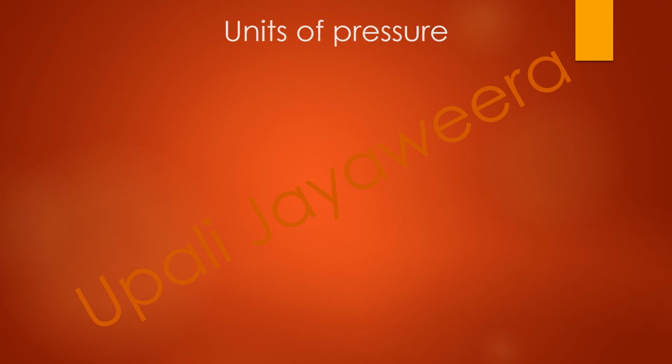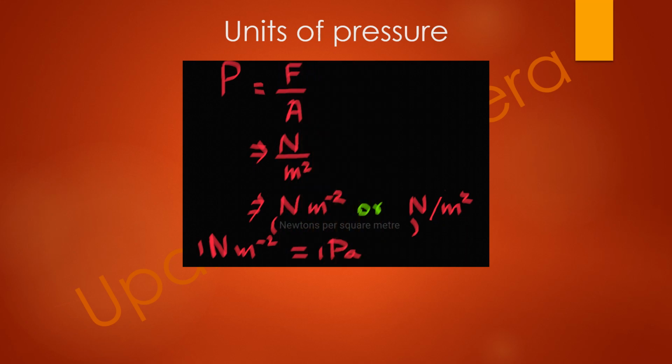Now we'll find out the units of pressure. You know pressure equals force over contact area. The unit of force is newtons. Unit of area is square meters. So to find the unit of pressure, we have to divide newtons by square meters. Then it is newtons per square meter. So it is the international unit of measuring pressure. 1 newton per square meter is known as 1 pascal.